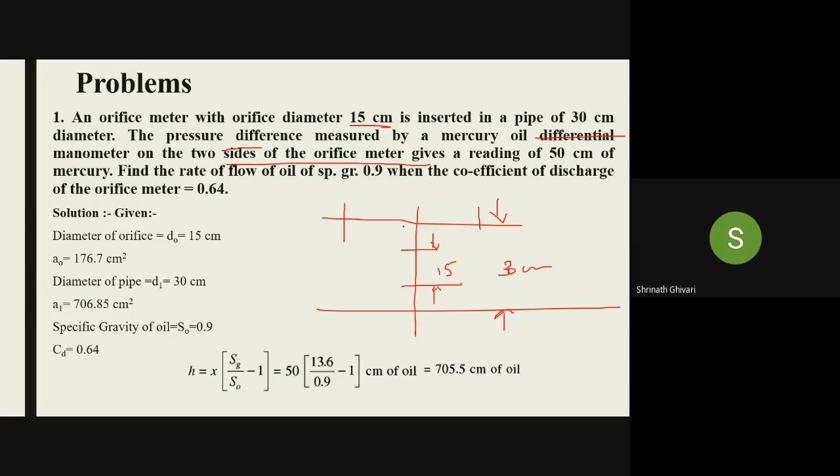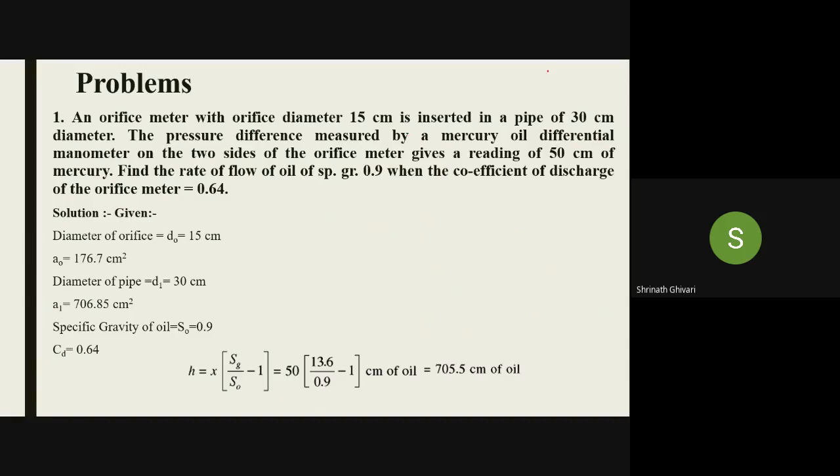So which fluid is flowing through the pipe? Can anyone tell me which fluid is flowing through the pipe? Here it is specifically written that it is a mercury oil differential manometer. So it is the oil which is flowing through the pipe, and we have to find the rate of flow of oil, which has a specific gravity of 0.9.